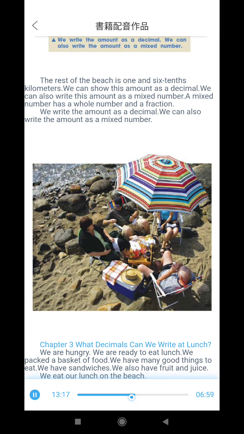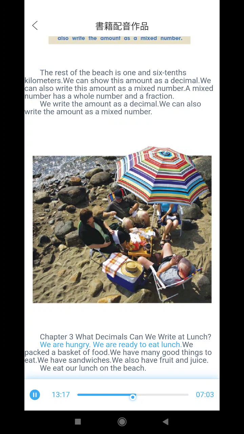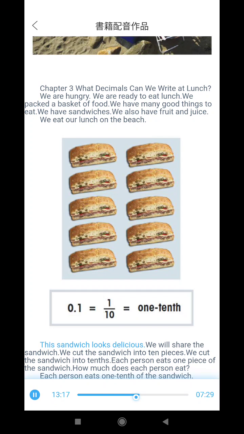Chapter 3. What decimals can we write at lunch? We are hungry. We are ready to eat lunch. We packed a basket of food. We have many good things to eat. We have sandwiches. We also have fruits and juice. We eat our lunch on the beach.